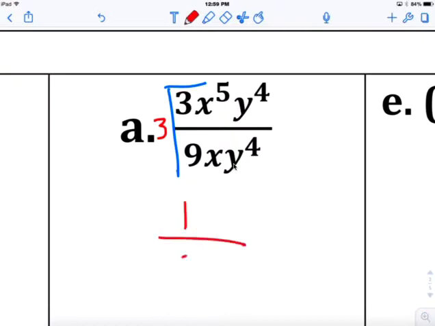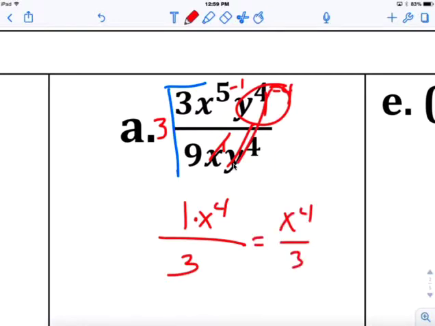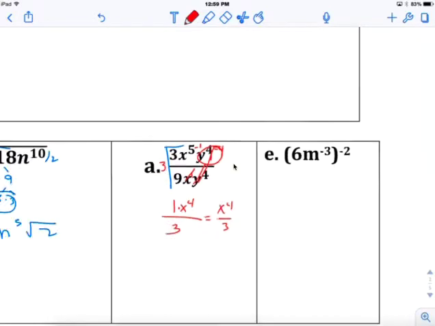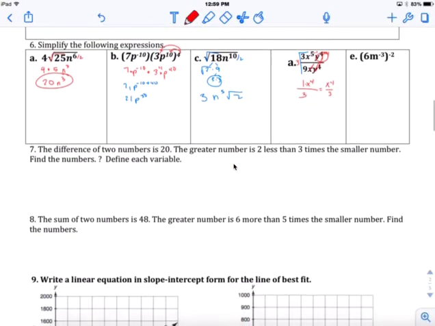1 over 3 first, minus 1, x to the 4th. This is y to the 0 power. Anything to the 0 power is 1. So times 1 is itself. So it's like it's gone. So your answer is x to the 4th over 3. Okay, a lot of you will have trouble with this and have one on the test.